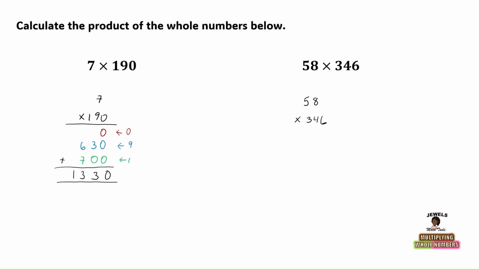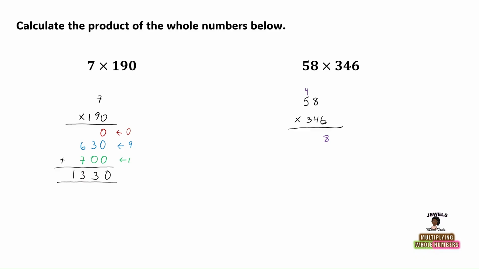So in our next example, we're multiplying our 58 times 346. And I will repeat the same steps like I did in the last example and display our multiplication for each line in a different color. So we'll have 6 times 8 is 48. We'll write in our 8 and the 4 will carry to our next column. Remember, the back number is always written down and the front number is carried to the next column.